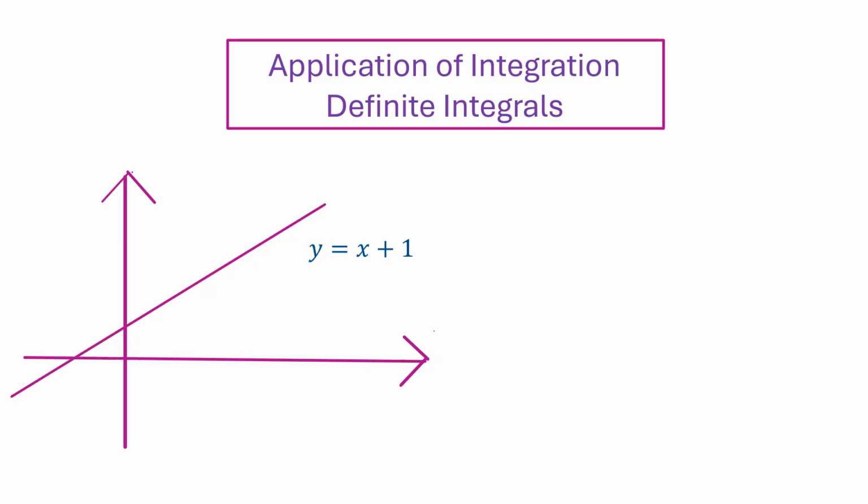Let's look at some concepts before we move on to solving problems involving definite integrals. Supposing I have a straight line which is y equals x plus 1. If I substitute x to be 1, then I will get the y coordinate to be 2. If I substitute x to be 3, then I'll get the y coordinate to be 4.